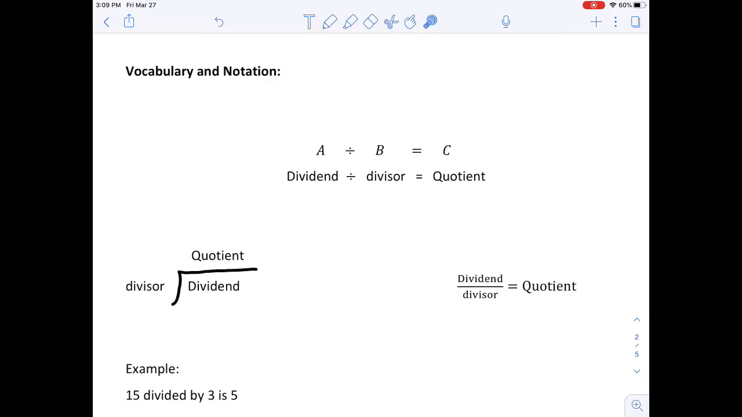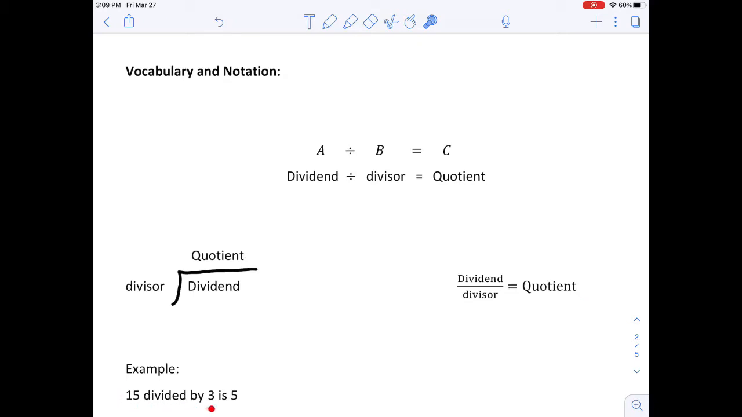When we're talking about division, the first number is the dividend divided by the divisor equals the quotient. When we use long division, the dividend goes under the long division symbol, the divisor is written to the left and the quotient on top. Or in a fraction representation, dividend over divisor equals quotient.